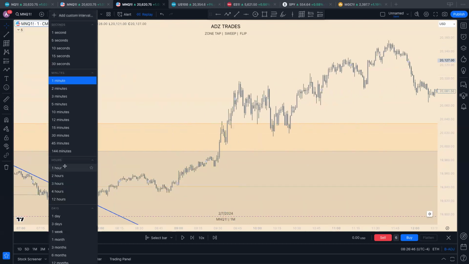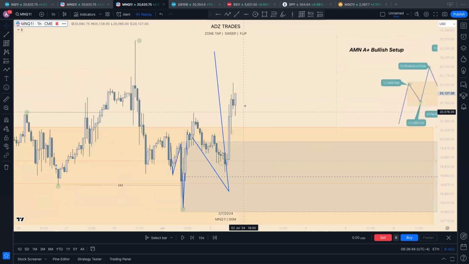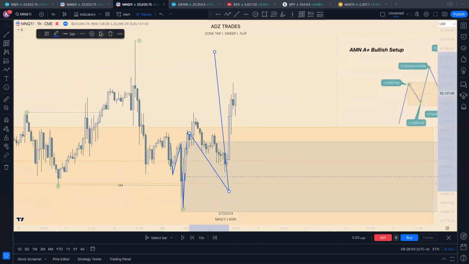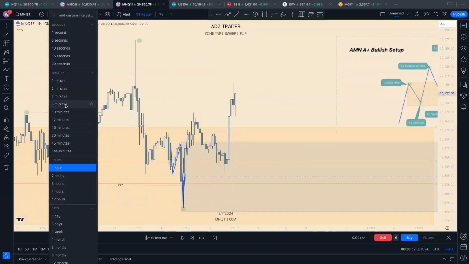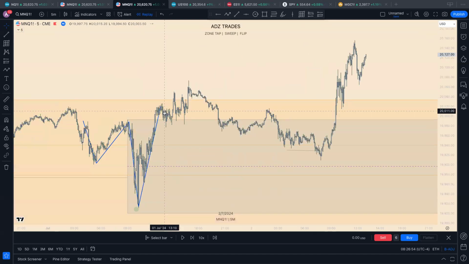But because going from the hourly to the 1 minute is a bit big, you could go down to the 5 minute instead. See what we get there.